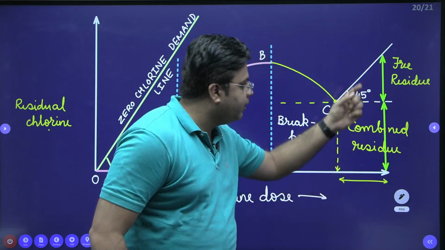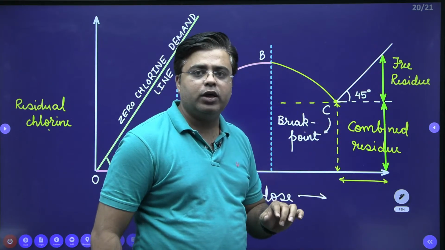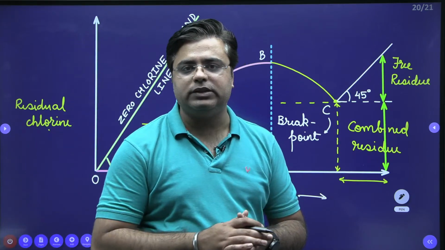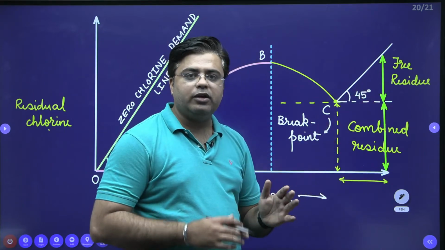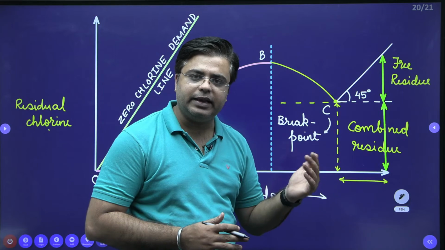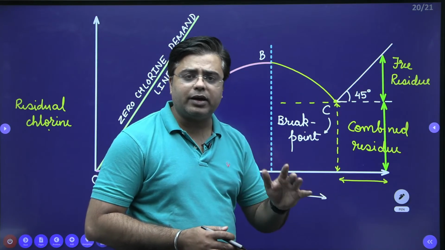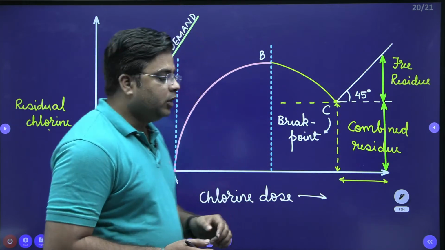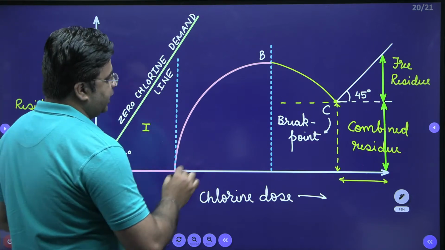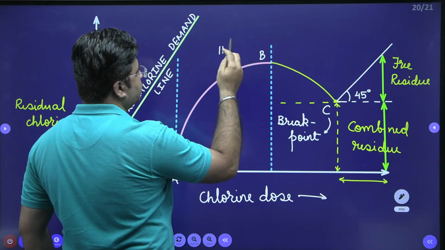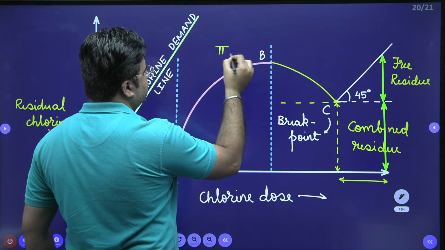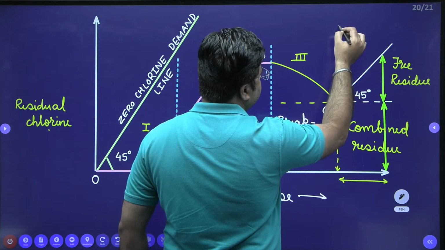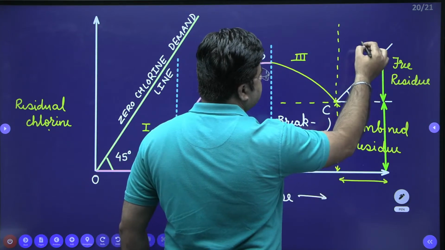This much amount of chlorine will be directly present in the form of free residue because this chlorine has nothing to react with. There is no organic matter present for it to react with. There are no microorganisms present so that this chlorine can carry out disinfection. Neither is any inorganic matter present so that this chlorine can carry out oxidation, right? So this type of chlorination is known as breakpoint chlorination. So this is my phase 2. This is phase 3. And this is phase 4.